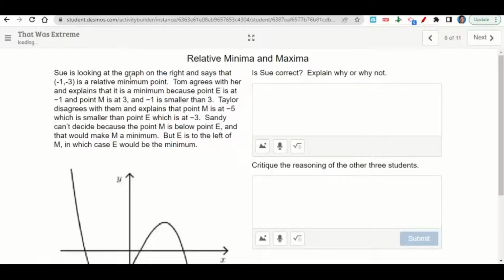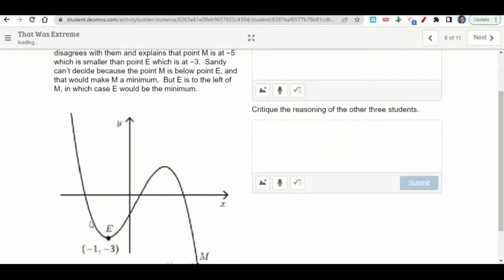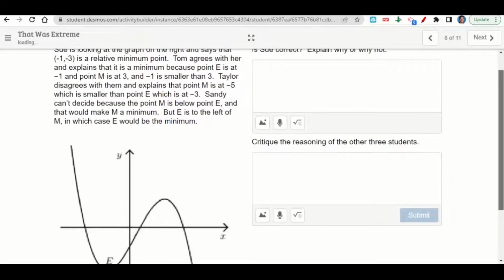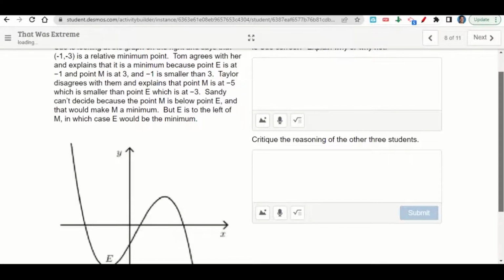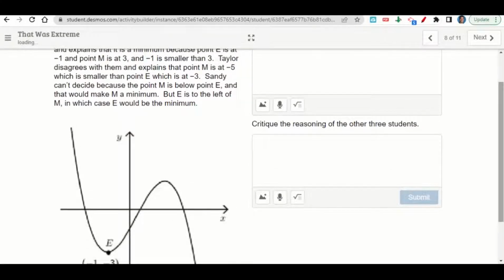Now here we're going to look at Sue, who's looking at the graph, and says that negative 1, negative 3 is a relative minimum. So negative 1, negative 3 is a relative minimum, which we can tell is correct. Tom agrees with her and explains it as a minimum point because E is at negative 1 and point M is at 3, and negative 1 is smaller than 3. Taylor disagrees with them and explains that point M is at negative 5, which is smaller than point E, which is at negative 3. Sandy can't decide because the point M is below point E, and that would make M a minimum. But E is to the left of M, in which case E would be a minimum.